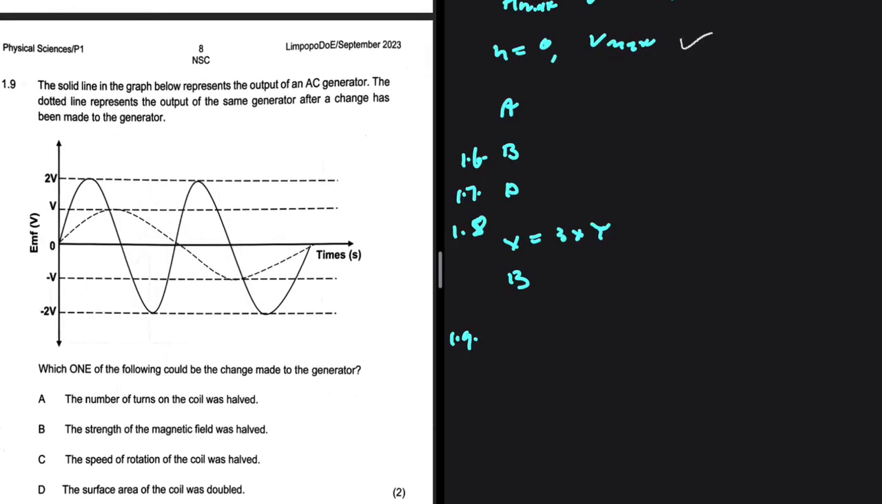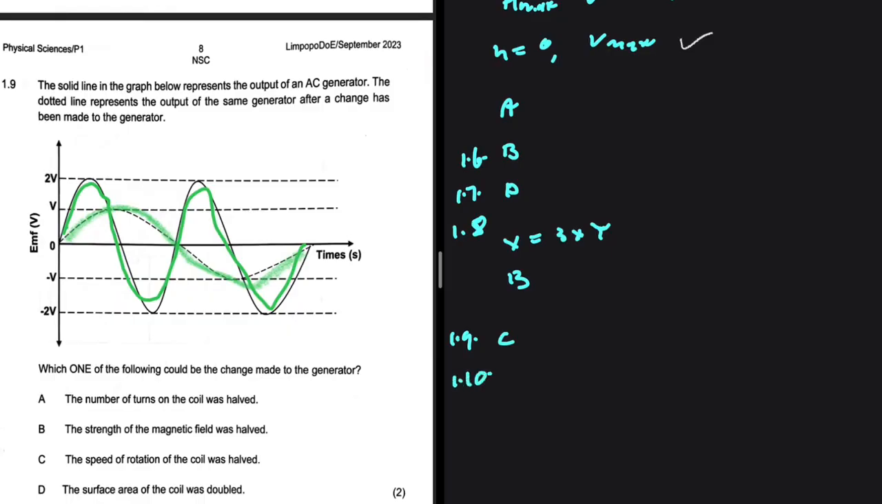The dotted line represents the output of the same generator after a change has been made to the generator. Okay, let's go ahead and do some analysis. Before the change, we have two rotations, and after the change, we only have one rotation per unit time for the same amount of time. So what has changed? Our speed of rotation has now been halved. Which option is that? C. So the answer to 1.9 is C.